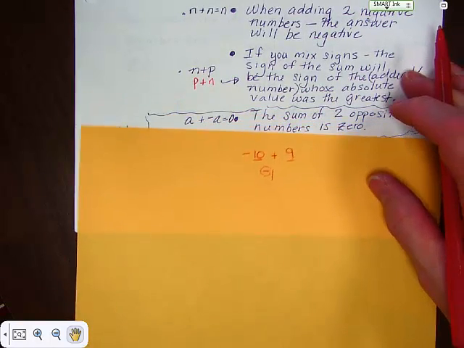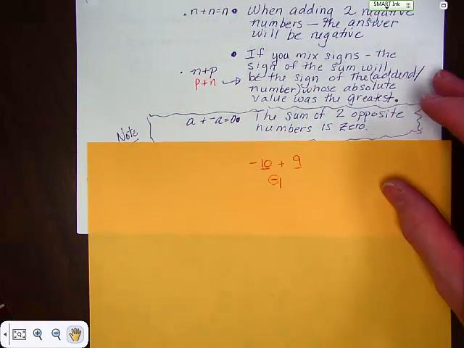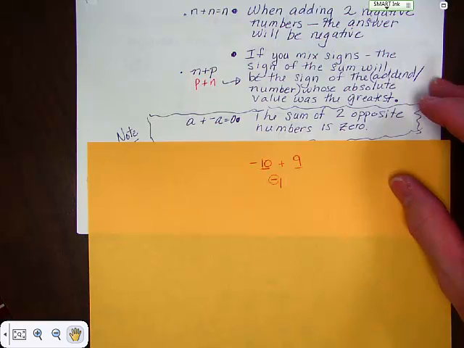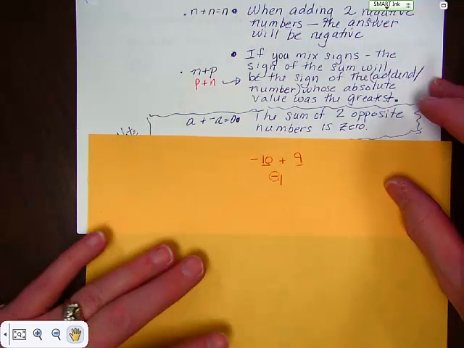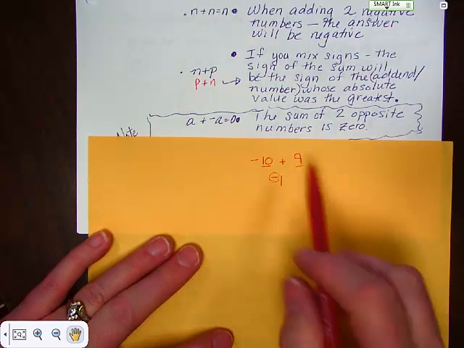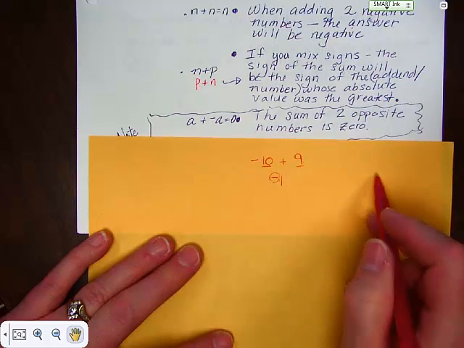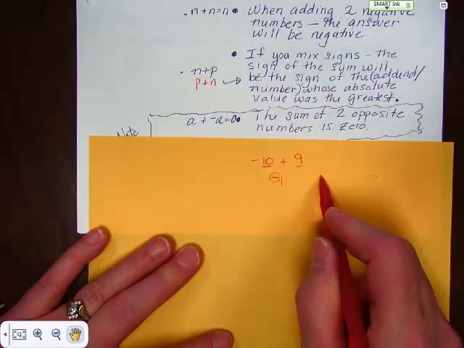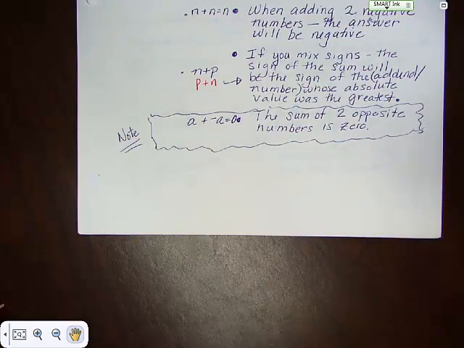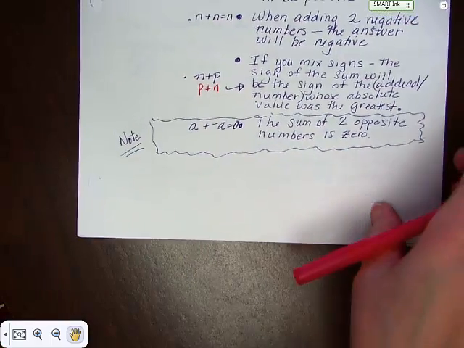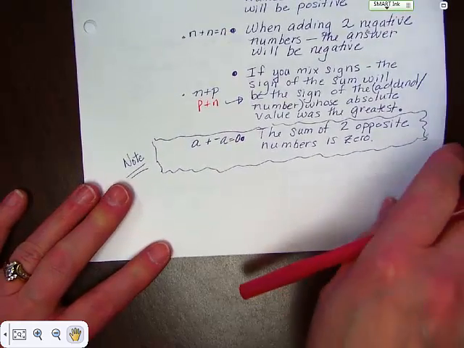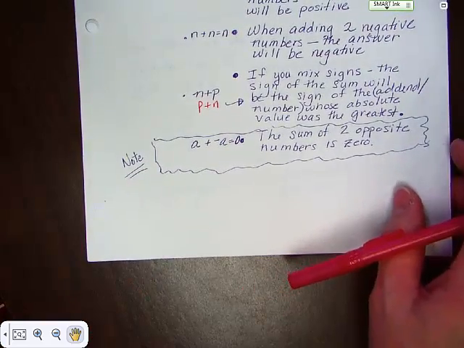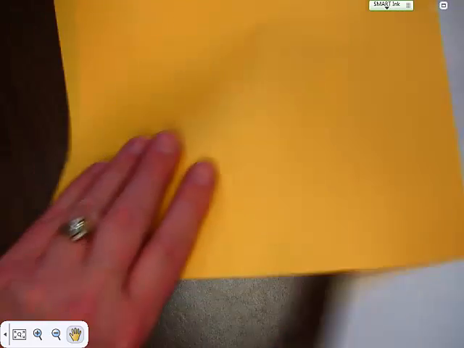Here's a little note to add to your notes. The sum of two opposite numbers is going to be 0. So a plus its opposite will be 0, which makes sense. If you go 4 to the right and then you add a negative 4 and you go 4 to the left, you're going to be at 0. That's a pretty straightforward rule. Not too bad. Those were the first three basic rules when you're looking at adding signed numbers.